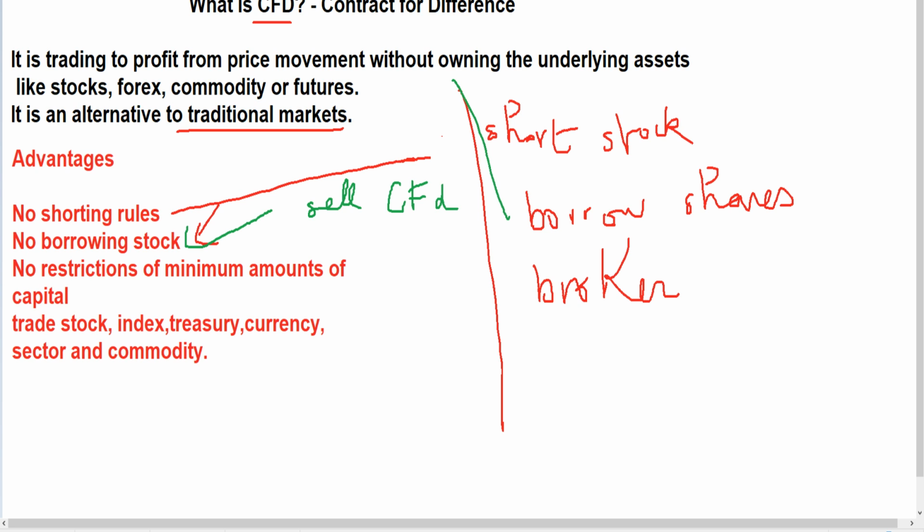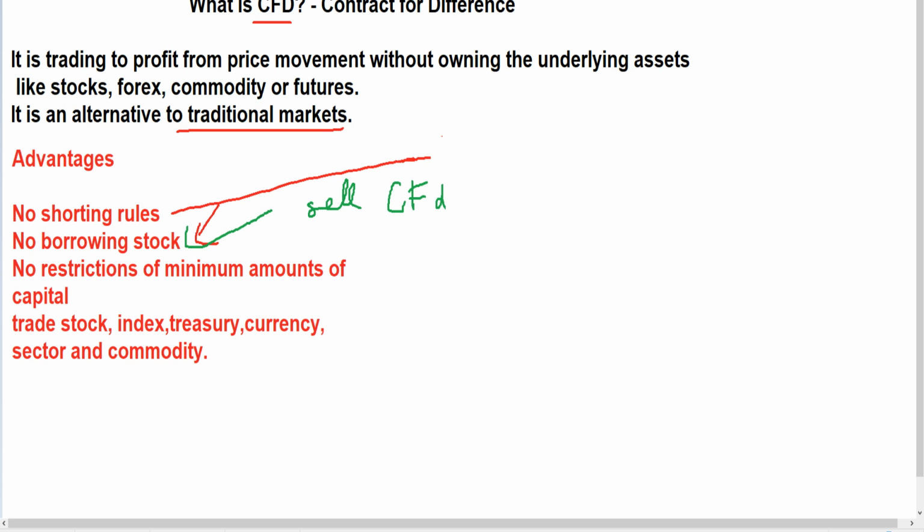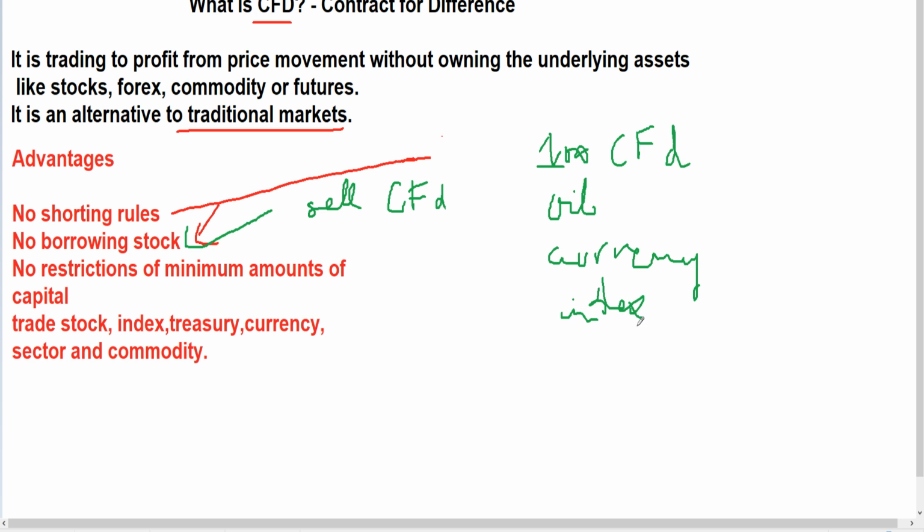Let's say the broker has 100 CFDs, it's mixed. We have, for example, oil, currency, indexes, stocks, whatever you want. You just click sell, and you are shorting this stock down. It means if this CFD goes down, you make money. So for the rules, there are no rules at all. It's so simple.